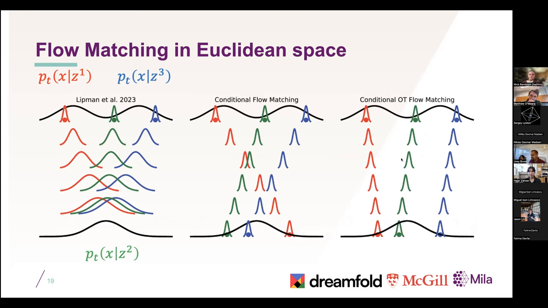And finally, the one thing we're going to work toward in this talk is, how do we make sure that these paths don't cross each other? In some sense, the red one goes to the red one without crossing the green one or the blue one. And this is the idea of using optimal transport. We want to have paths that are straight, in some notion of the word straight. And if they're more straight, they happen to be a bit more stable and shorter, which makes for an easier optimization objective. So this is what we want to work towards.